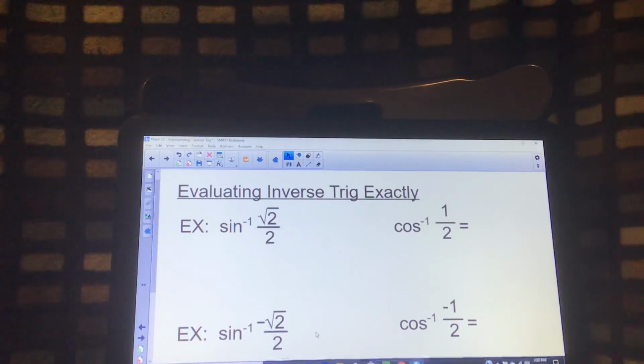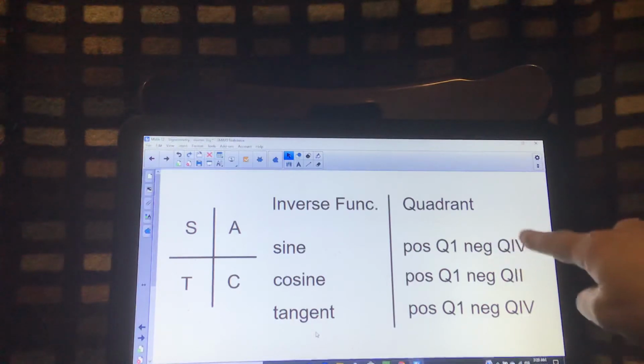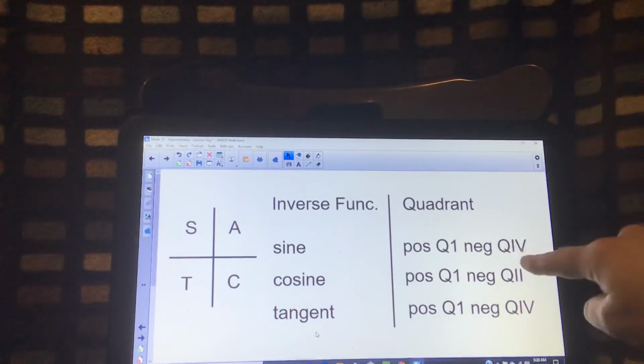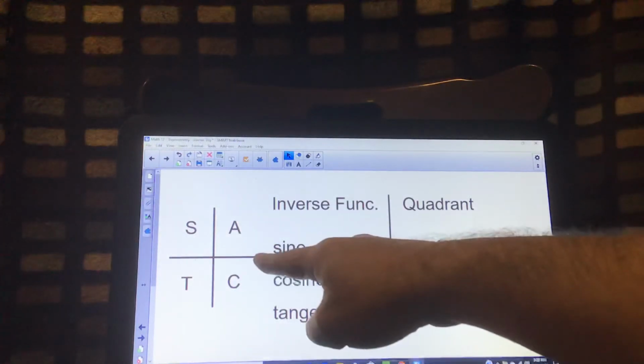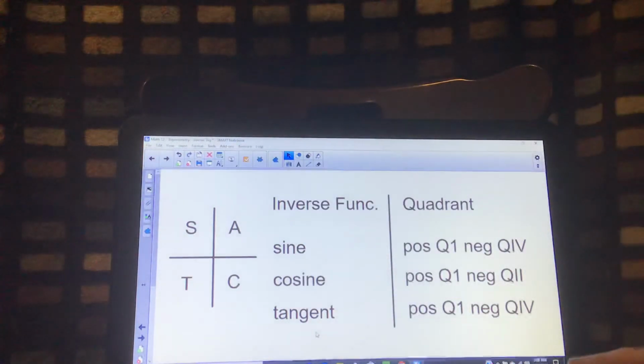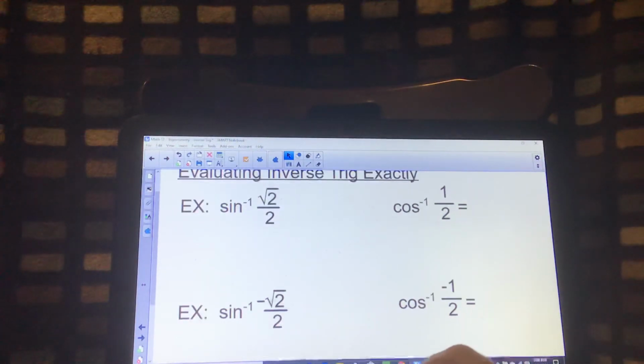So sine inverse of negative radical 2 over 2 is going to come out of quadrant 4, and it's going to be the quickest angle you can get there. So instead of wrapping around and going to 315, they just back up and go to negative 45. So the answer to this one is the angle out of quadrant 4 that works, which is negative 45.